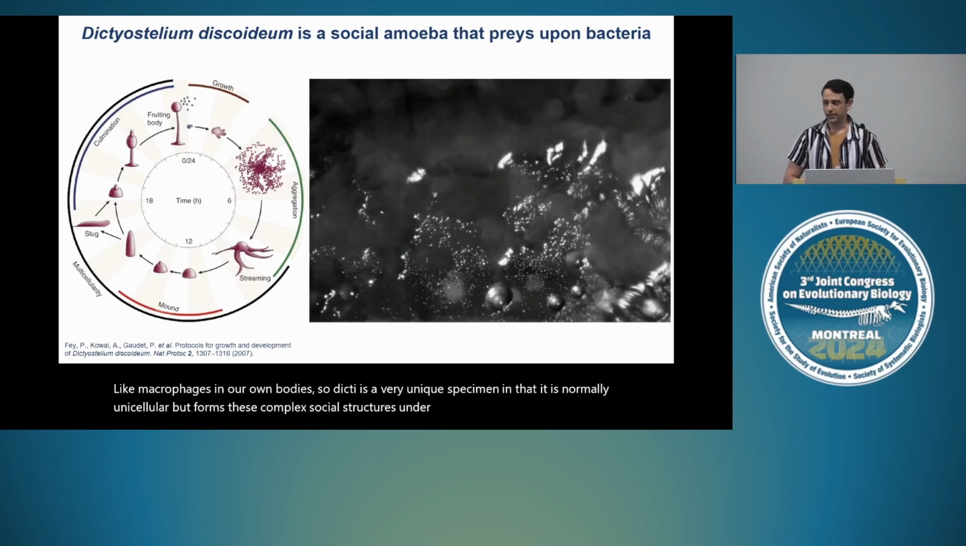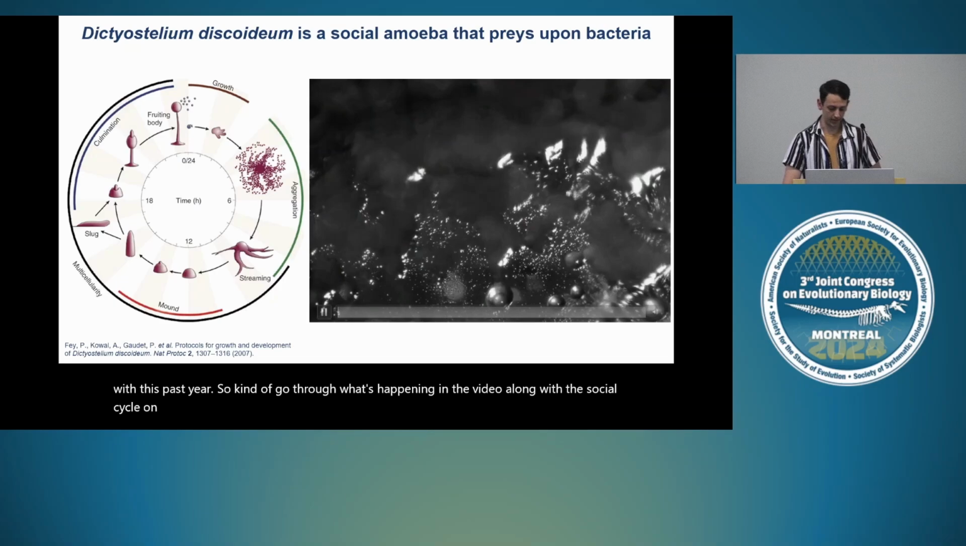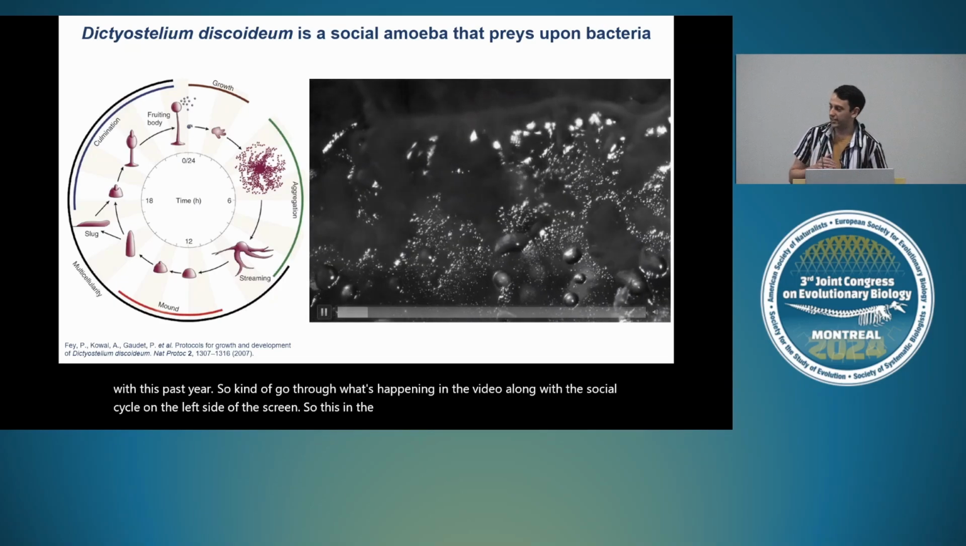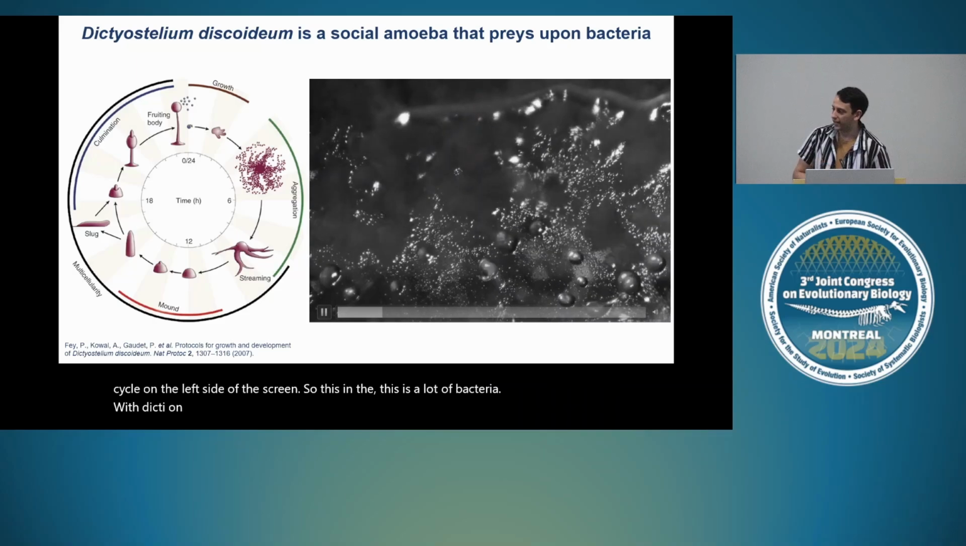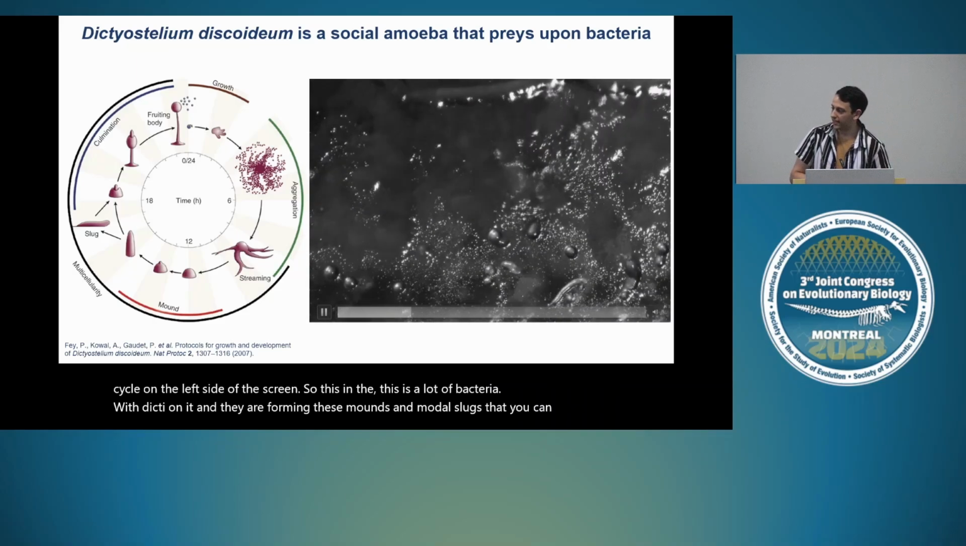starvation. So this video that I'll start on the right was taken by another undergraduate, his name's Sachin, that I worked closely with this past year. So we'll kind of go through what's happening in the video along with the social cycle on the left side of the screen. So this is a lawn of bacteria with Dicty on it, and they are forming these mounds and motile slugs that you can see moving around.